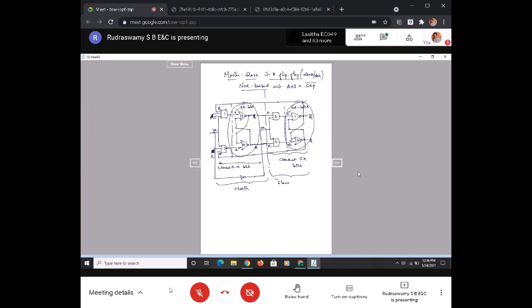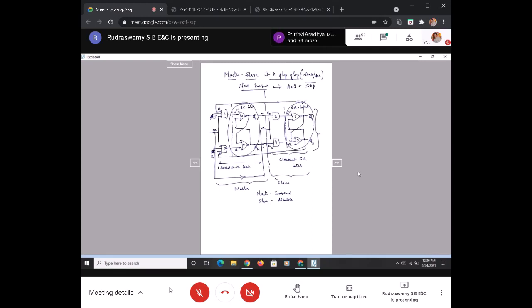So when master is enabled, the slave is disabled, and we are interested in the output of the slave now. That's why I call this QS bar, this QS, this is QM, and this is QM bar. QM bar is equal to S of the second state, that is slave S. QM is the input, or nothing but the slave R, that's it.